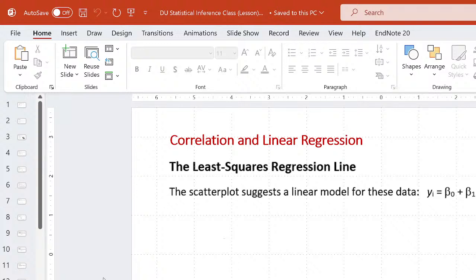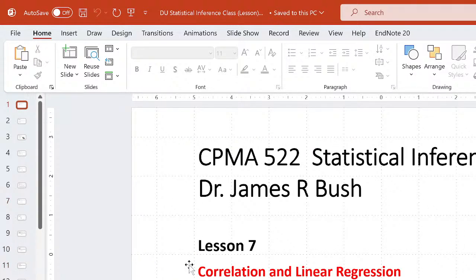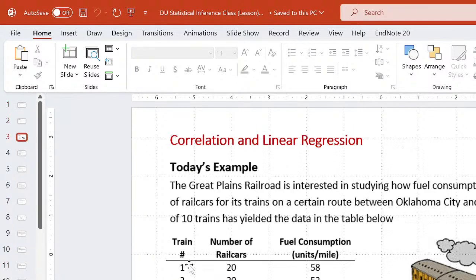If you have a 4x4 truck, you know that you're not going to get great gas mileage if you're hauling a refrigerator from Pennsylvania. So we want to look at the relationship between the number of rail cars and fuel consumption. The first thing we do is we construct a scatter plot. Again, I'll show you how Statlet does it and how Excel does it. I'll stay with Statlet on this one.